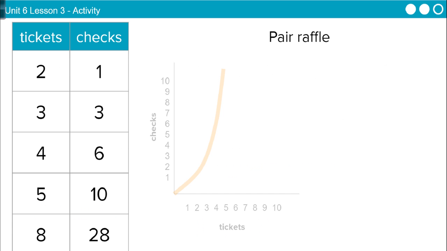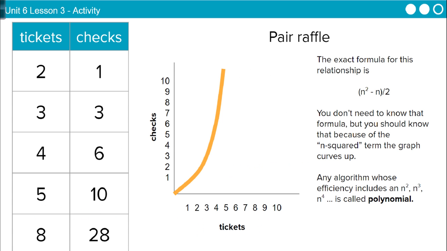So when we do a pair raffle, this is what our graph looks like. 2 tickets, I have to do 1 check, 3 tickets, 3 checks, 4 tickets, and so on. And so the formula for this is n squared minus n divided by 2. We don't have to remember this formula or anything, but this is telling us how quickly we are going to have to increase the number of checks by tickets. Okay, and so as you can see, this looks like a parabola-ish graph here. It's increasingly going up, we would say exponentially.